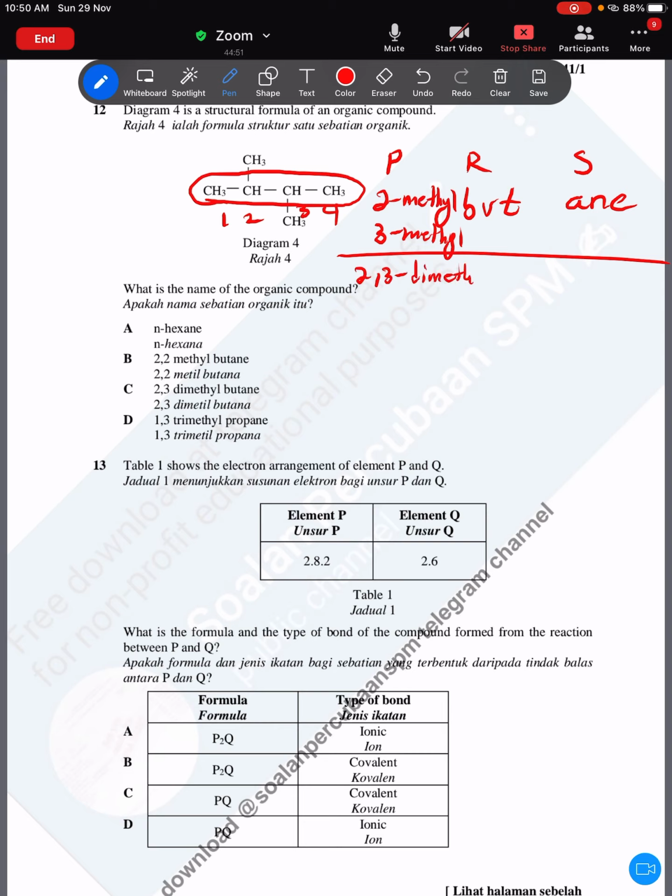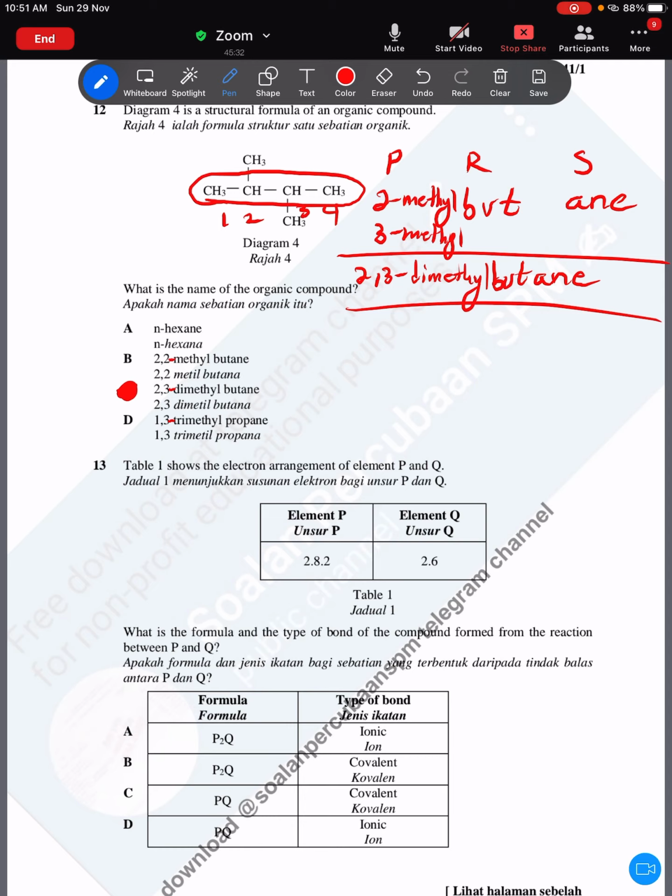2,3-dimethyl. Orang putih suka panggil methyl, orang Malaysia methyl. So it's up to you, do you want to be UK or Malaysian? Okay, 2,3-dimethylbutane. So the answer will be. Oh guys, you need to correct the answer a bit, it must have a dash. Maybe they made a careless mistake over here. You must have a dash. So the answer is C.